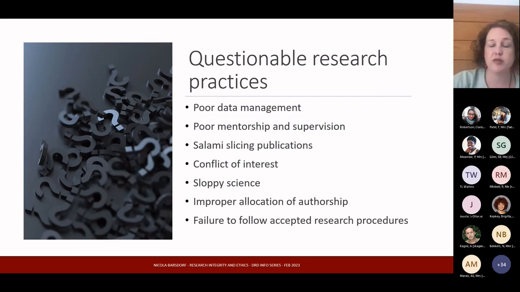So what are these questionable research practices that are not quite research misconduct, but that are not responsible research? And I've named a few here. So, poor data management, for example. Poor mentorship and supervision would also fall into this category. Salami slicing publications, not managing conflicts of interest, sloppy science in general, also improper allocation of authorship, and then in general, in any case, a failure to follow accepted research procedures.